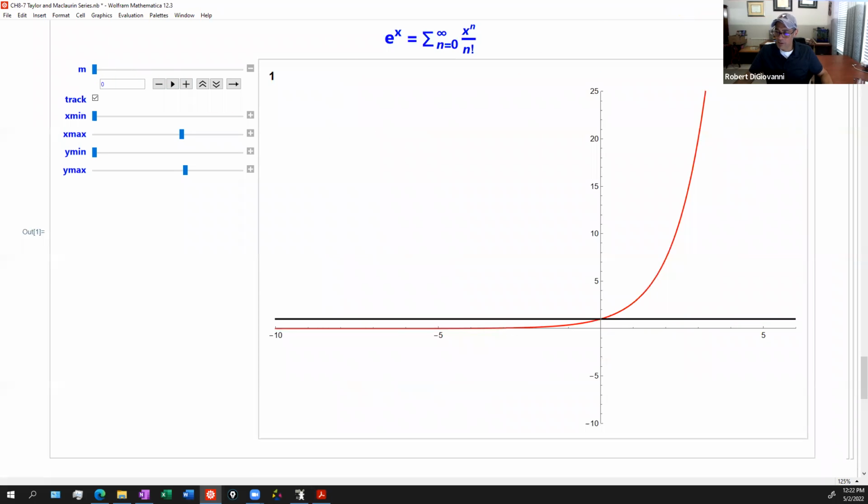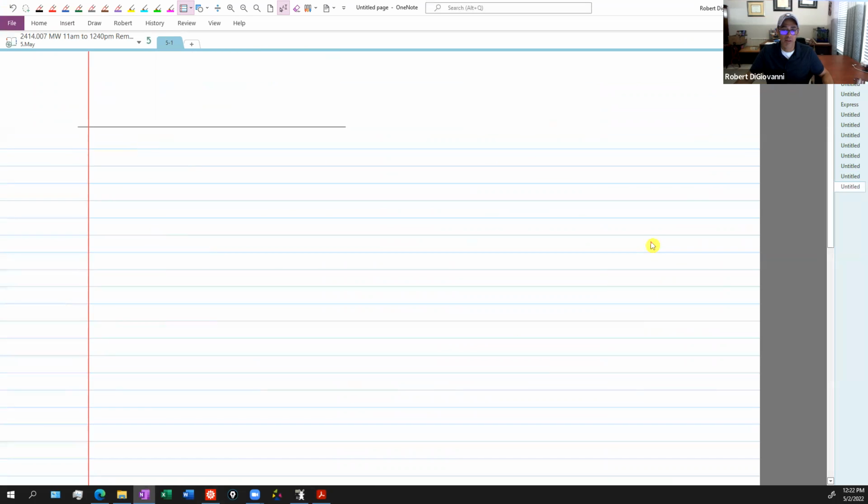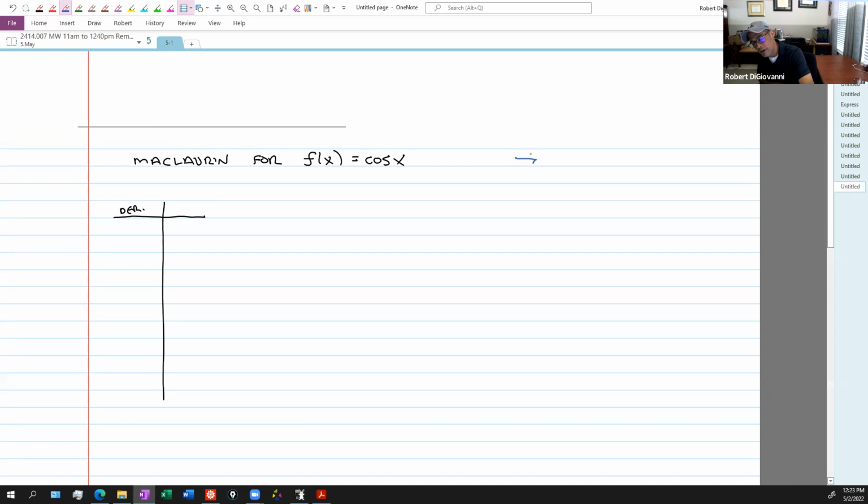Let me back this up. Let's do cosine, because we've already done cosine, haven't we? Let's do it formally. So let's find the Maclaurin series for f of x equals cosine x. All right, so what I'm gonna do here, make a little table here. I've got my derivative here. And remember, our goal here is to try and figure out what c sub n is. This is the nth derivative at 0 over n factorial. And I'm using 0 because it's Maclaurin, right? So I want the derivatives listed here.